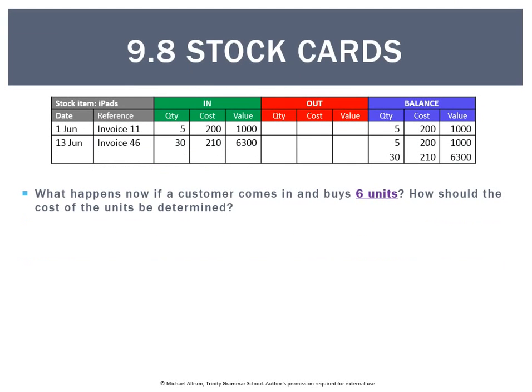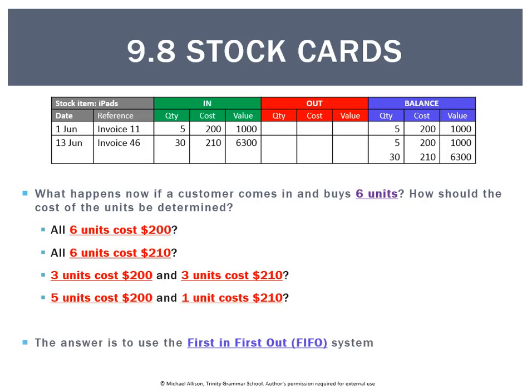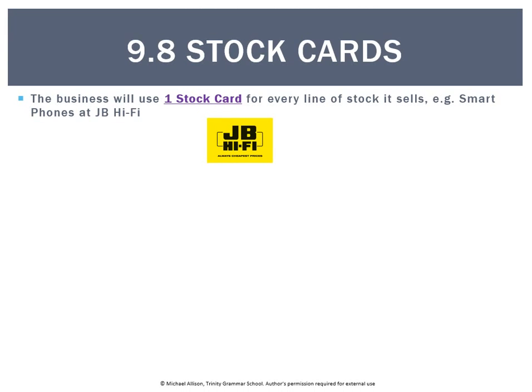What happens if a customer comes in and buys 6 units? How do we determine the cost? Are we going to do all 6 at $200, all 6 at $210, or maybe half and half, 3 at $200, 3 at $210, or 5 at $200, 1 at $210? Anyway, the point is we don't want to think about it. All we want to do is apply a very basic system called first in, first out, or FIFO. So based on that, we will just assume that the first stock in is the first stock that's sold.